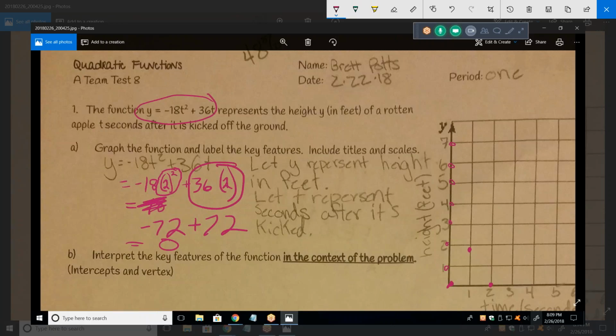So it is a parabola. And if I wanted to graph it, first of all, I know it opens down because of that negative sign. Parabolas that have a negative sign in front of the coefficient of the squared term, they open down. If it's positive, they open up. So, interpret the key features of the function in the context of the problem. So, what are the intercepts?